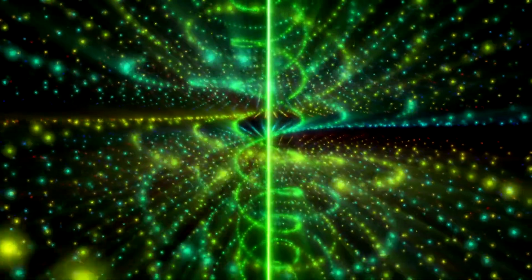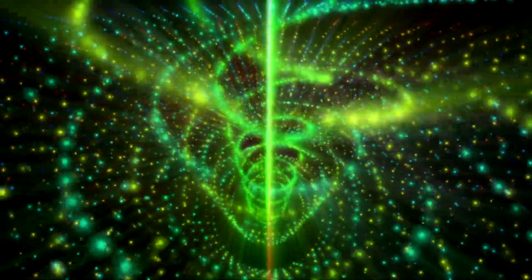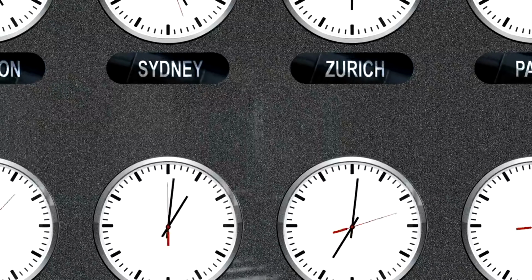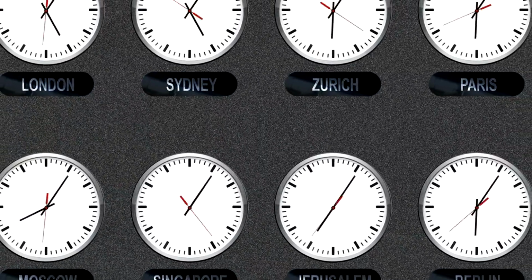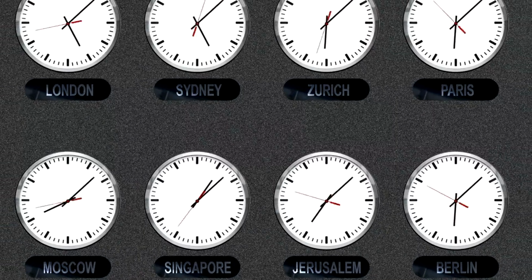Why it matters. Everyday practical examples: GPS and satellite navigation. General and special relativity join forces in GPS. Satellites orbit the Earth at high speeds, a special relativity effect, while experiencing weaker gravity, a general relativity effect.